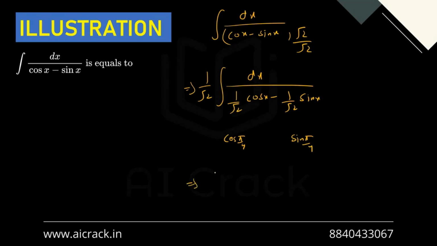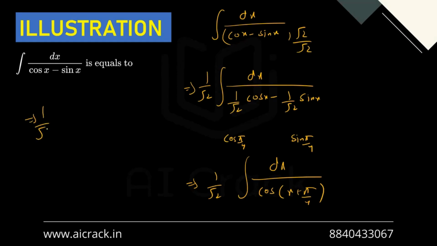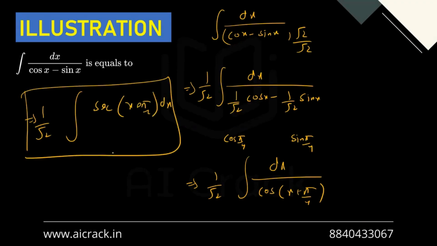That is cos a cos b minus sin a sin b. So that basically becomes 1 upon root 2 integral dx upon cos of x plus pi by 4, right? Cos a plus b is cos a cos b minus sin a sin b. Now this can be written as 1 upon root 2 integral sec of x plus pi by 4 dx. Now this has become your standard integral, right? We have already derived the integral of sec theta, so you can use that formula to find the integral of this one.